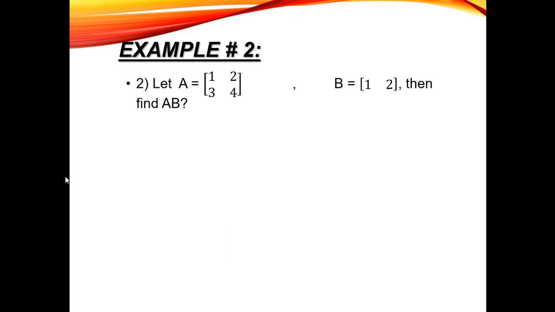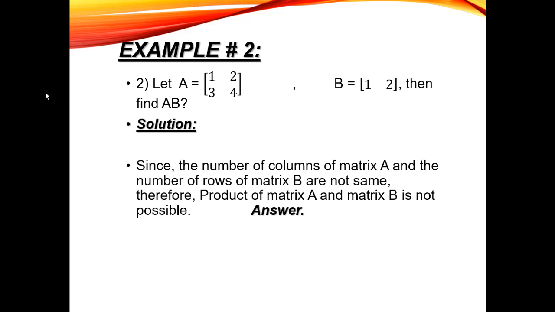Example number 2. Now matrix A has the same order 2 by 2, but matrix B now has the order 1 by 2. That means the number of columns of matrix A is 2 and the number of rows of matrix B is 1. They don't have the same number of columns and rows, so they cannot be multiplied with each other. Since the number of columns of matrix A and the number of rows of matrix B are not the same, the product of matrix A and matrix B is not possible.